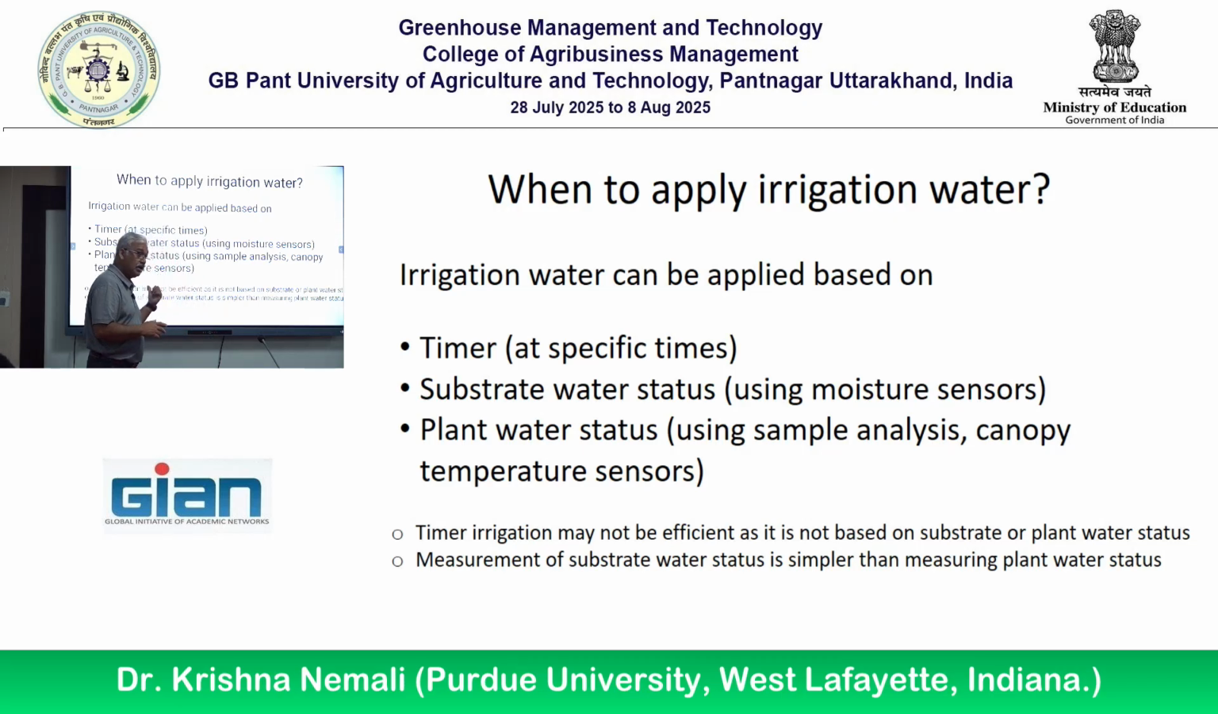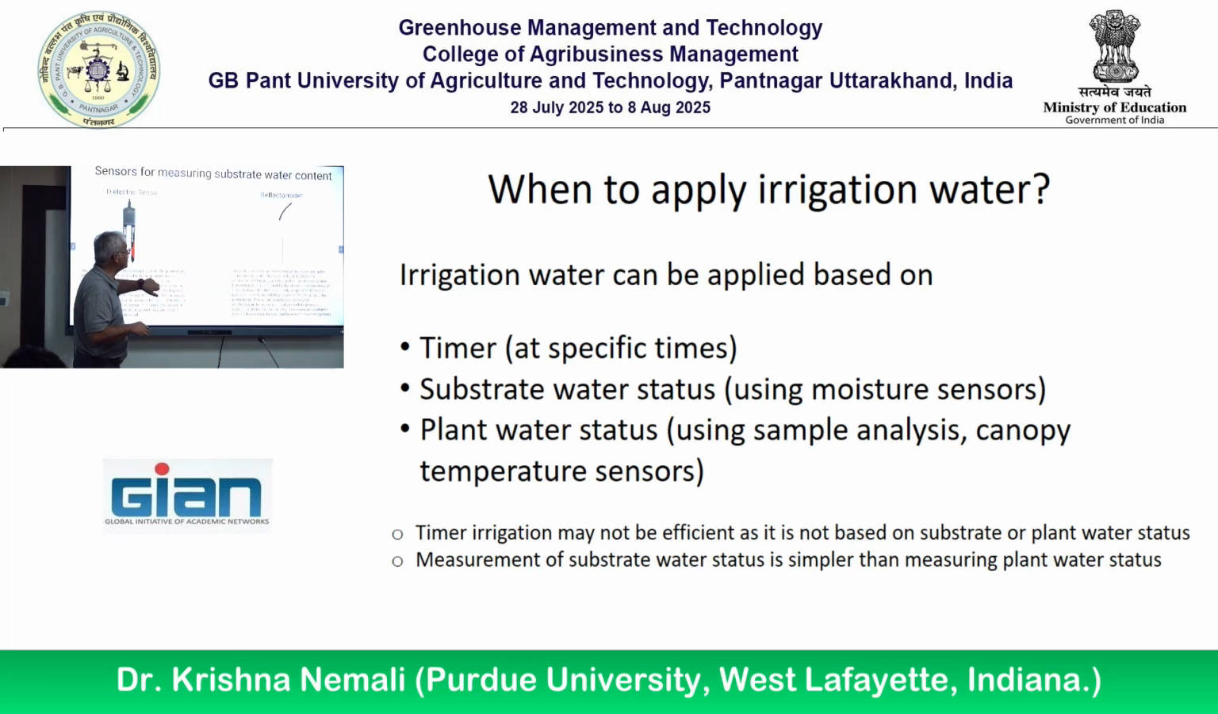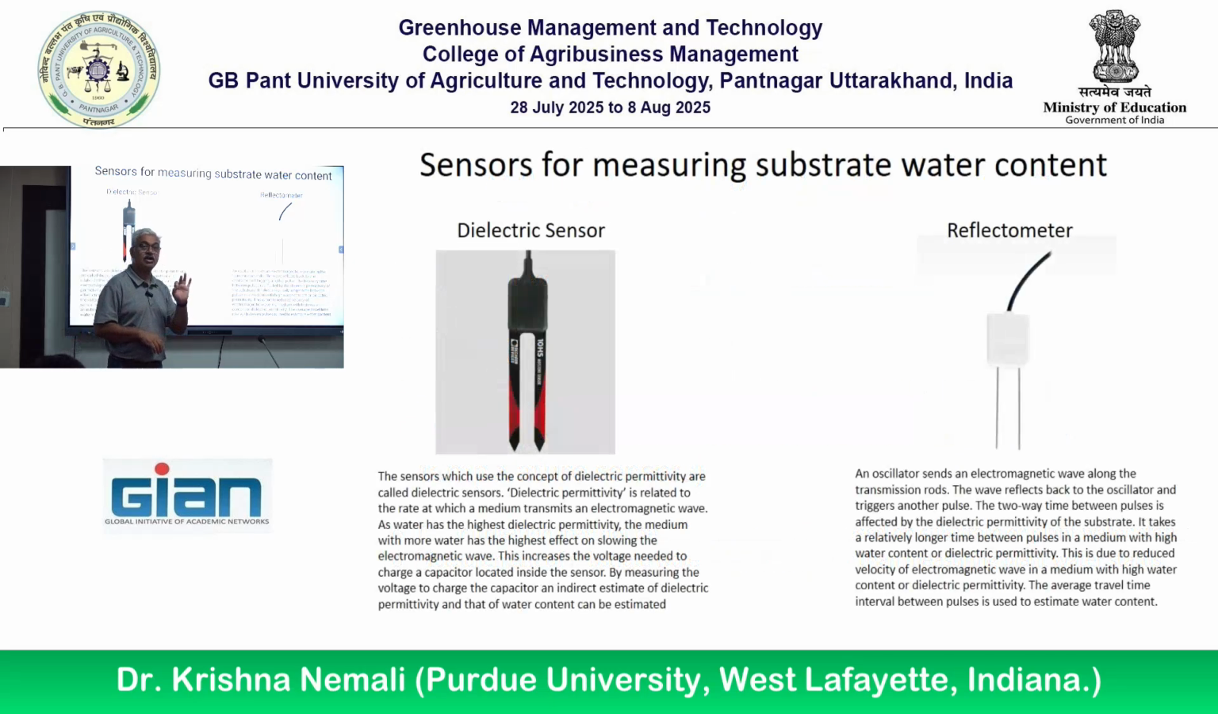But now let's talk about these two methods, substrate water status, what are those sensors, and plant water status, what are those sensors, two types of sensors. And that's the last two slides for this topic, okay. So here are two sensors that we commonly use. These sensors measure volumetric water content, okay.